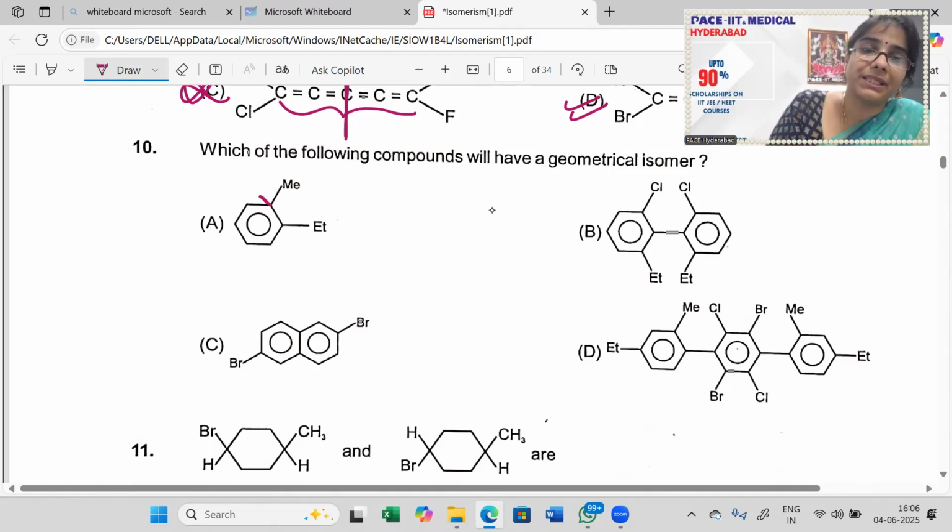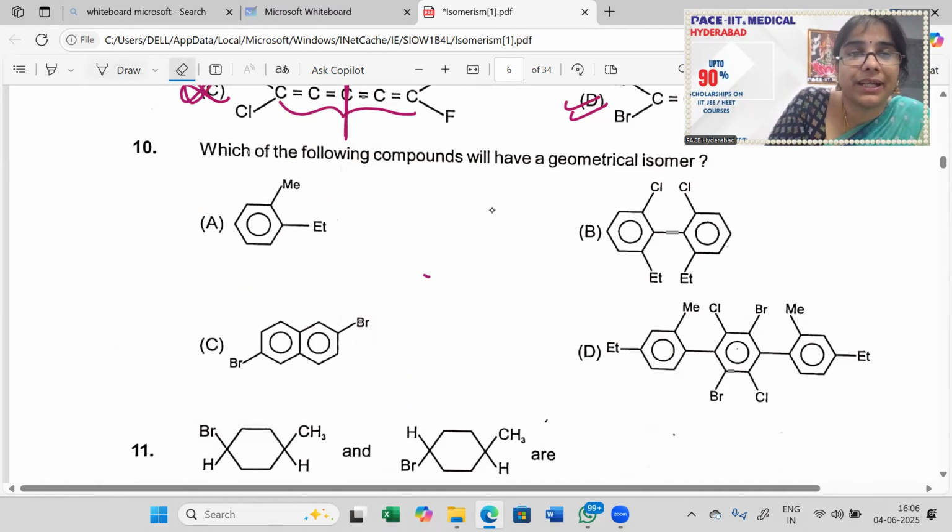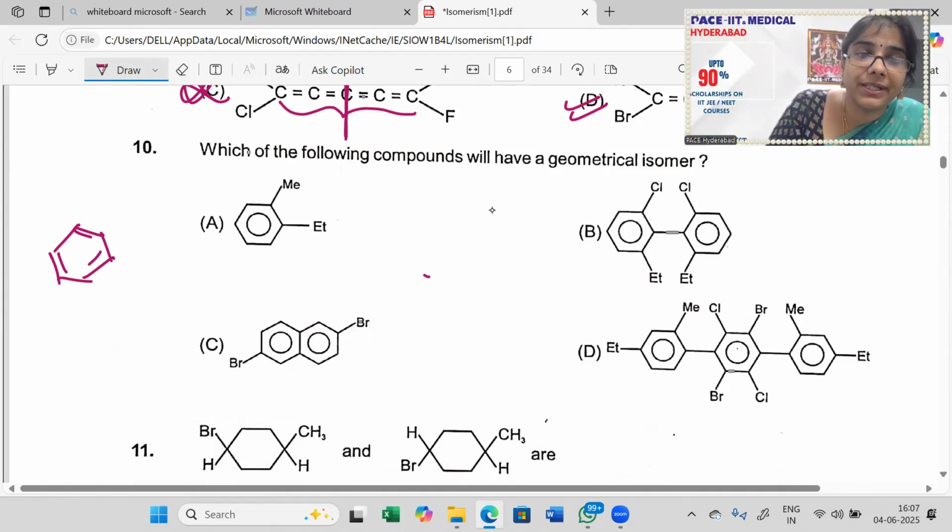Although it is methyl with the hydrogen, you will not have the fourth one here at all, because see, this is a benzene ring, right? So please try to draw this first. This is my benzene ring, and then one is my methyl group and one is my ethyl group. So this and this, it is done.